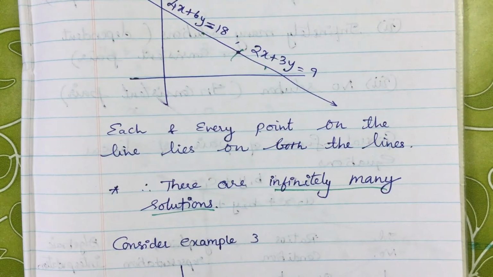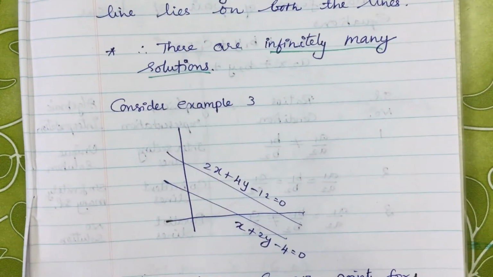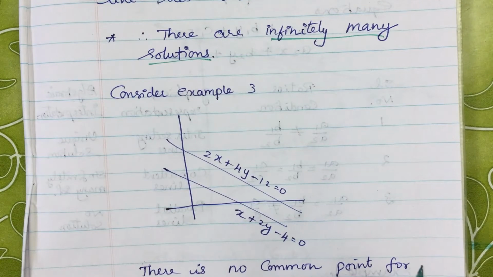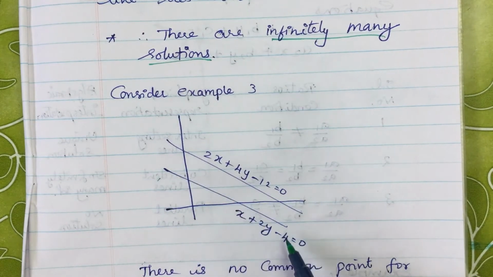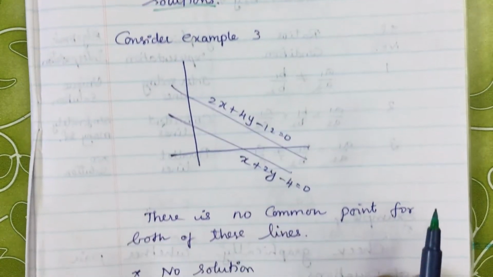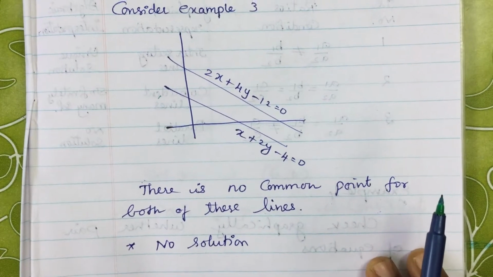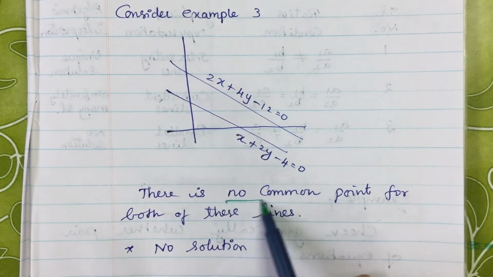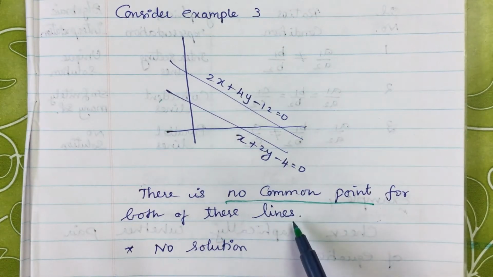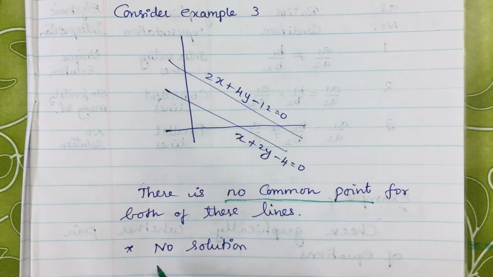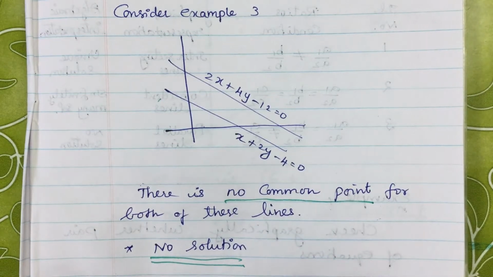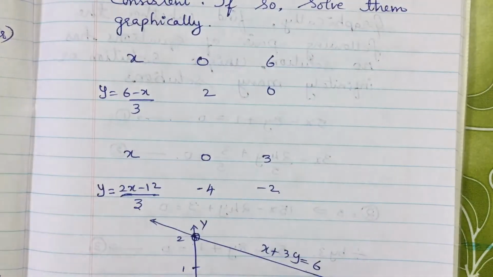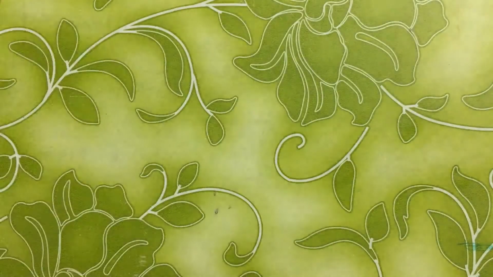Then again, considering the third example, there you got two lines like this which are parallel to each other. Since they are parallel, they do not intersect with each other, therefore there is no common point for a given set of lines like this. Therefore you don't have any solution for a set of lines which are parallel to each other. This is what you have to learn before entering into the exercise.